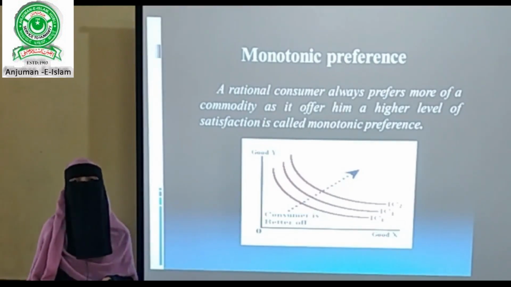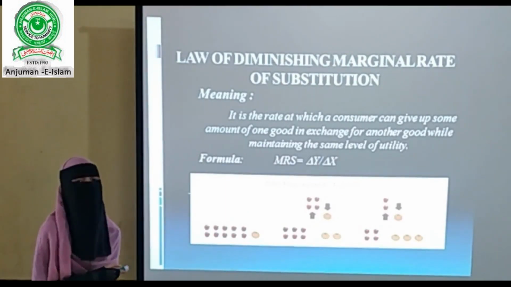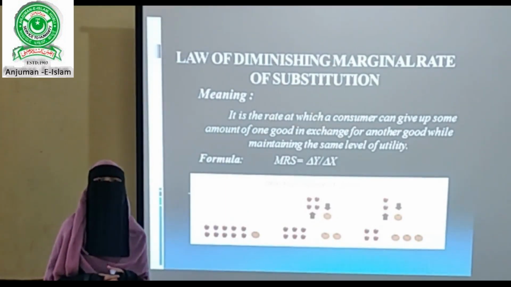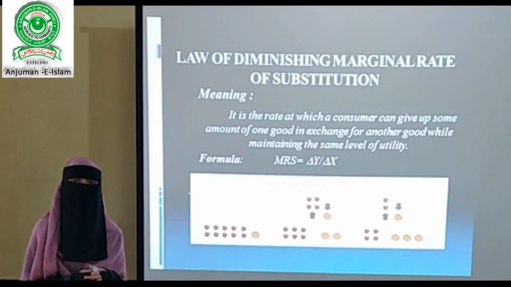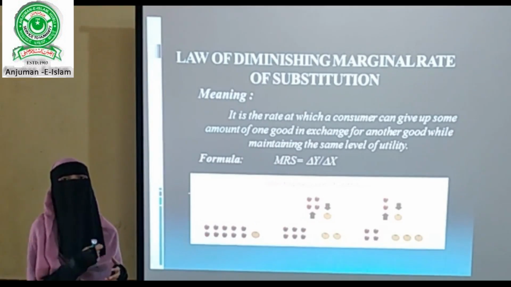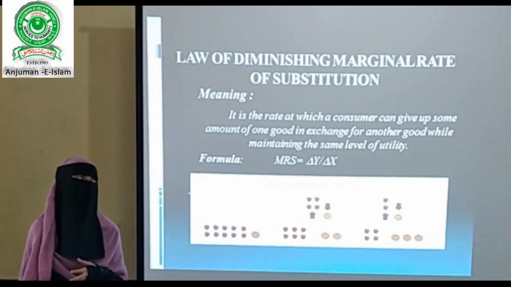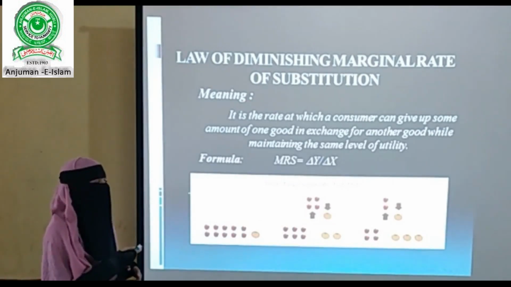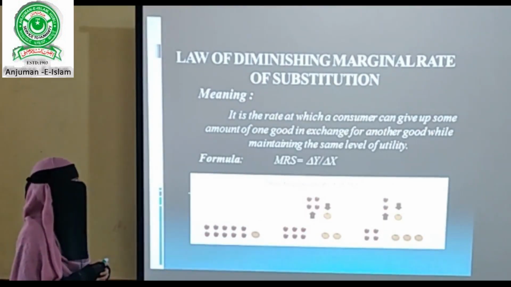The next thing we are going to discuss here is the law of diminishing marginal rate of substitution. Dear students, hope you remember that in the assumptions of indifference curve, we have studied the last assumption that says that indifference curve analysis is based on the law of diminishing marginal rate of substitution. So let's see what the law of diminishing marginal rate of substitution is.